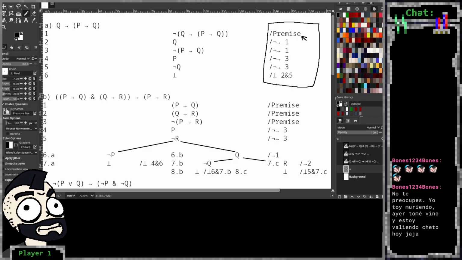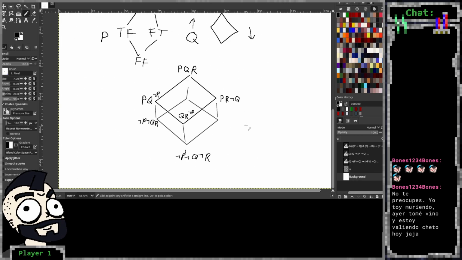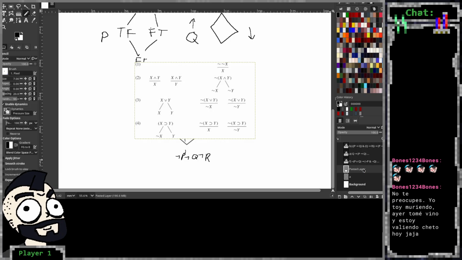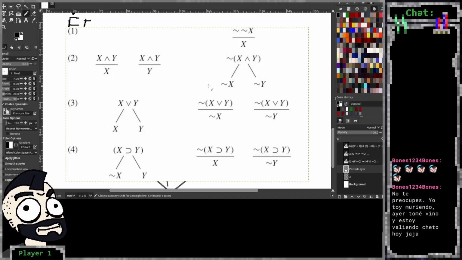I'll just paste them in the document for a refresher. Oh no. Oh no, transparencies! Oh, wait, never mind. There we go. I wasn't pasting in the topmost layer.